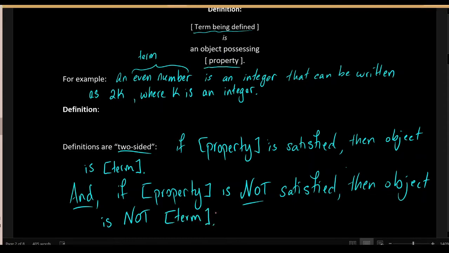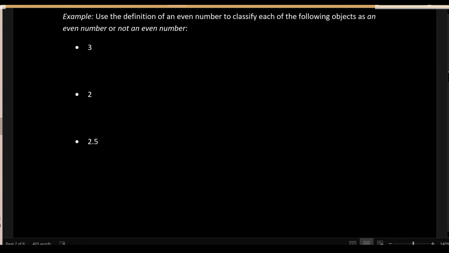If your number cannot be written as 2k, then your number is definitely not even. So these definitions are two-sided. They can be used when a property is true, and they can be used when a property is not true. To give you a quick example, let's use the definition of an even number to classify each of the following objects as either an even number or not an even number.